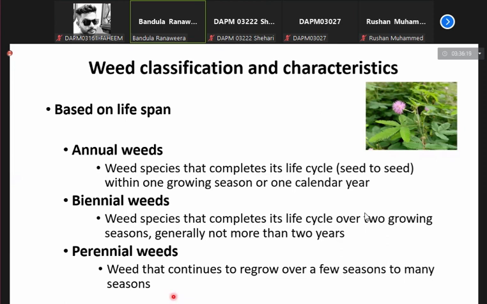If a plant can regrow over a few seasons to many seasons, they are perennial weeds. Now, in the picture, it is an annual weed, but there is a perennial weed plant called Mimosa pigra, that is an alien invasive species.